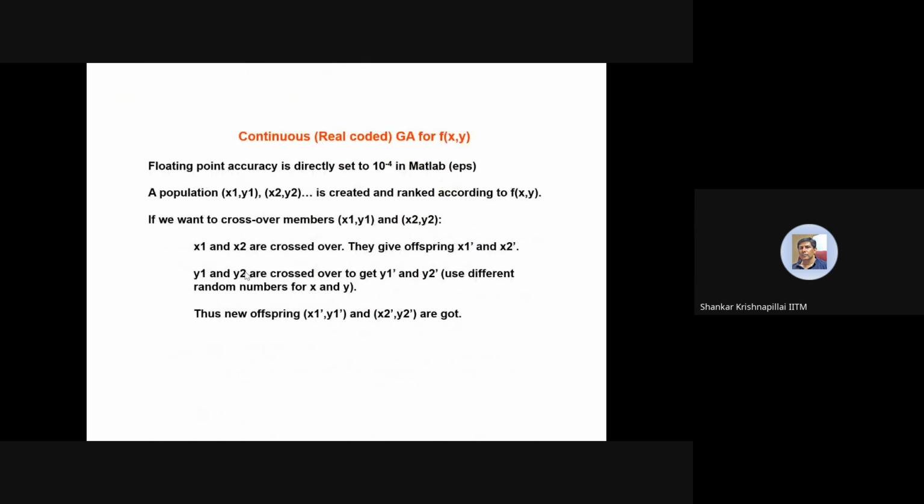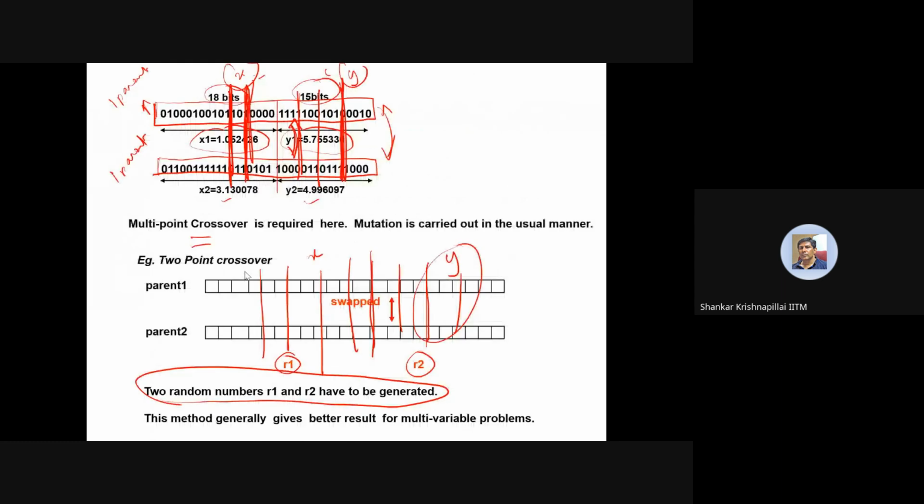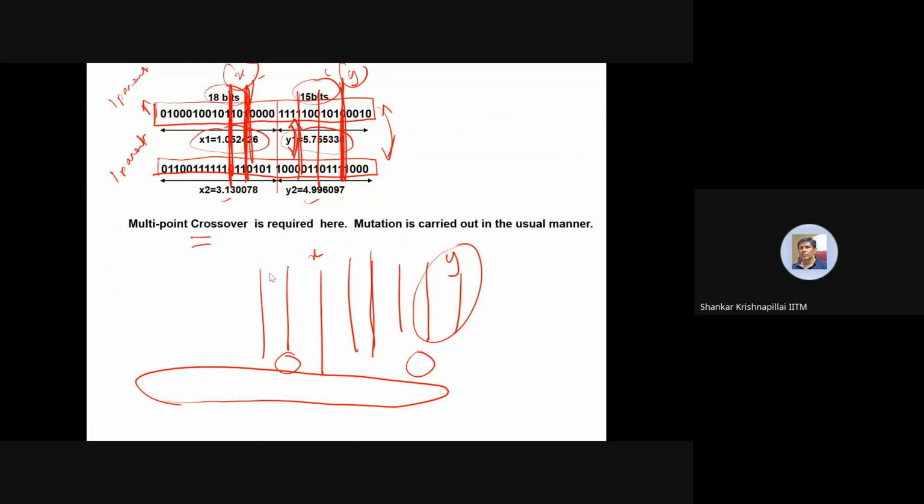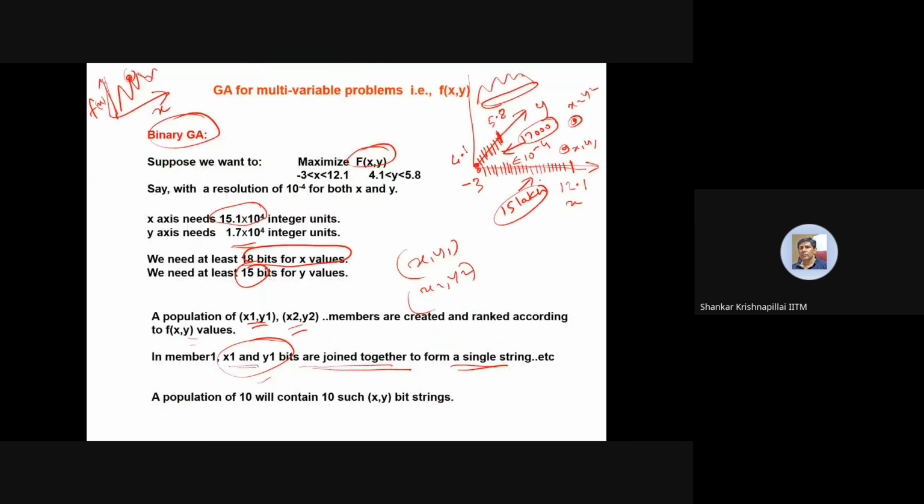But sir, how have you finalized 18 bits and 15 bits? No, that is the number of integers. I told you, you need 15 lakh divisions in the x-axis, so you need to have 18 bits. You need 17,000 divisions in the y-axis, so you need a minimum of 15 bits.